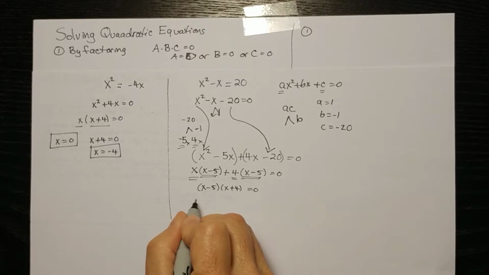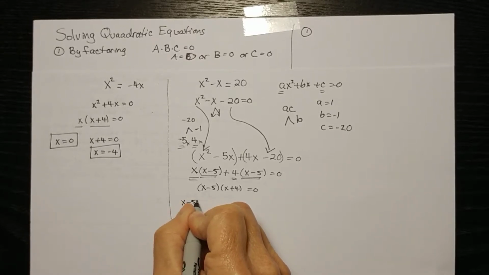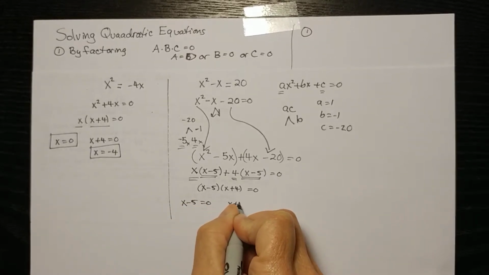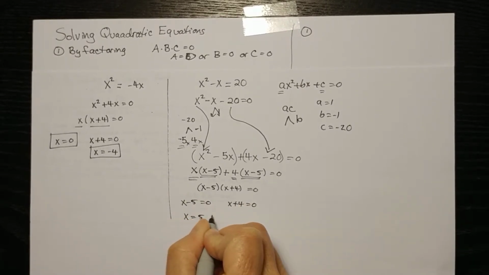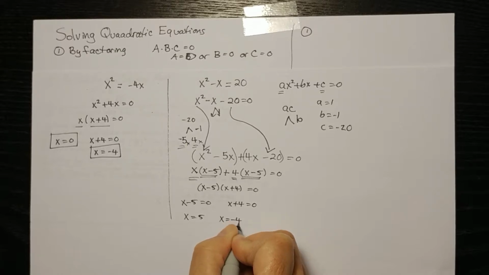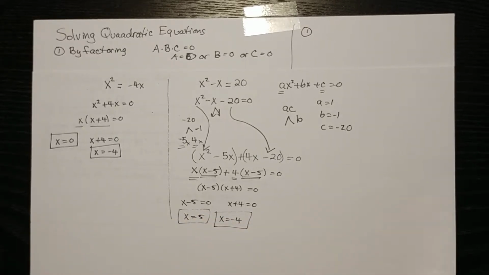You finish this off by setting each factor equal to 0 and solving. X is going to equal positive 5 and x is going to equal negative 4. Those are the two solutions that we get to that one.